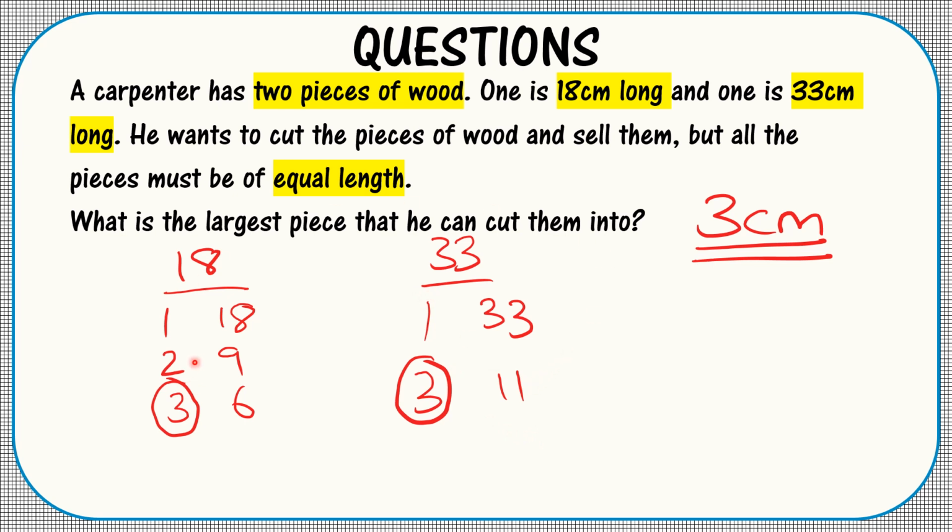What you can see is that 3 is a factor of both, so we can cut these pieces of wood into 3 centimeters. This 18 centimeter wood will have 6 pieces, which are 3 centimeters long, and this 33 centimeter wood would be 11 pieces of 3 centimeters.